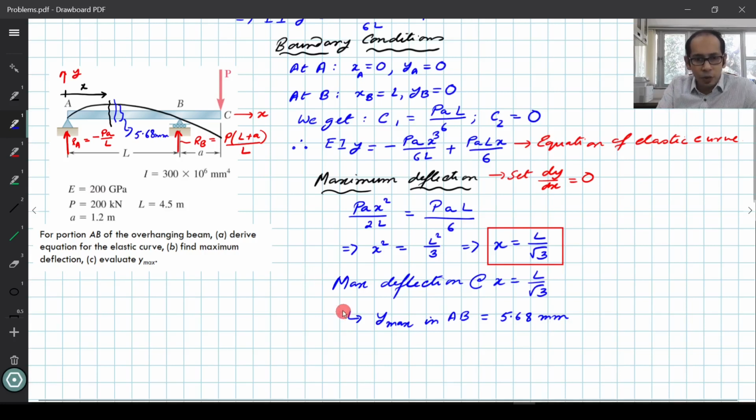So I hope this problem example was clear. So at x equals to, so maybe let me mark the distance.